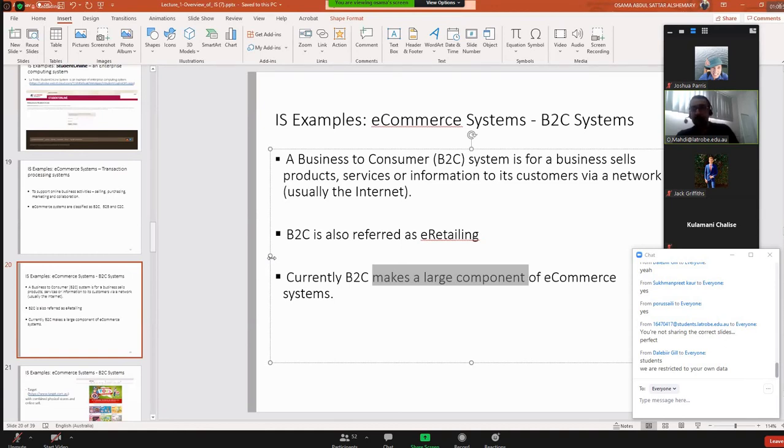All right, no worries. So this is what we call business to customer. The business itself will provide products, services, and information to customers through the internet.